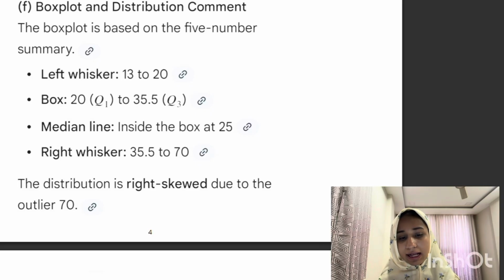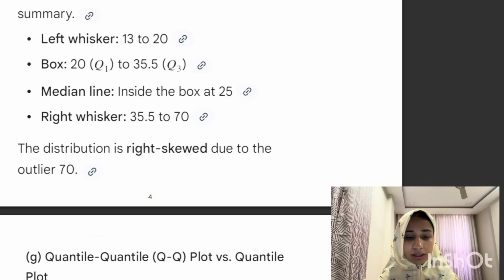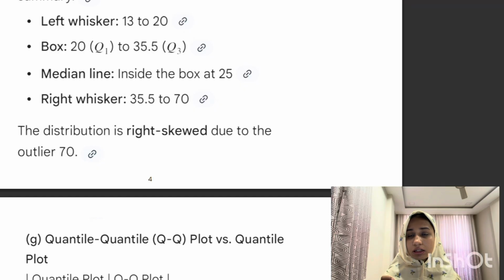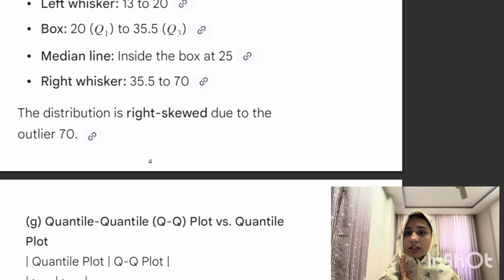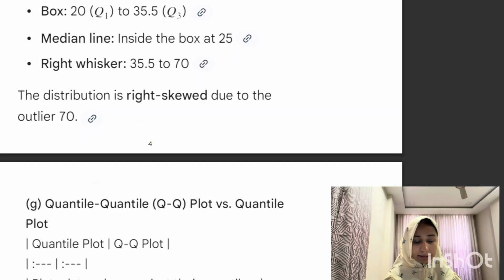So the box plot has a left whisker, which is from 13 to 20. Q1 is 20 and Q3 is 35.5, and the median line inside the box is at 25 because the median is 25. The right whisker will be from Q3 to the last value, like the left whisker was from the starting value 13 to Q1. So the right whisker will be 35.5 to 70. So the distribution is right skewed due to the outlier 70.